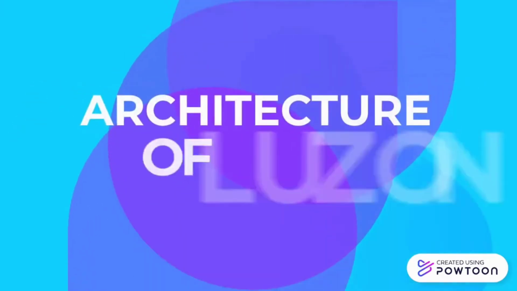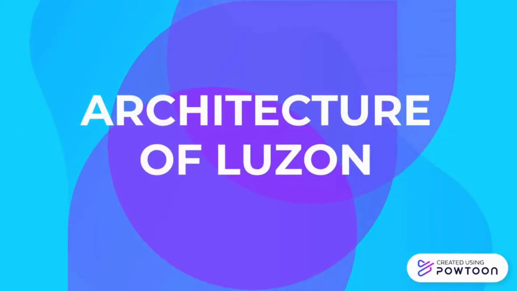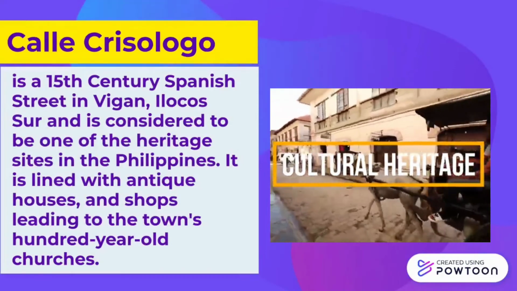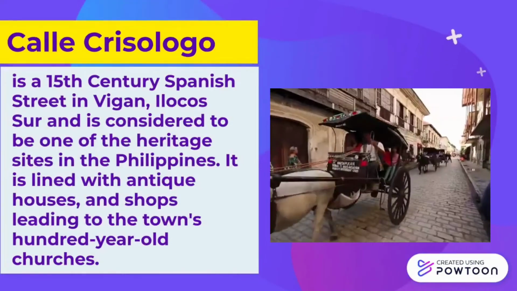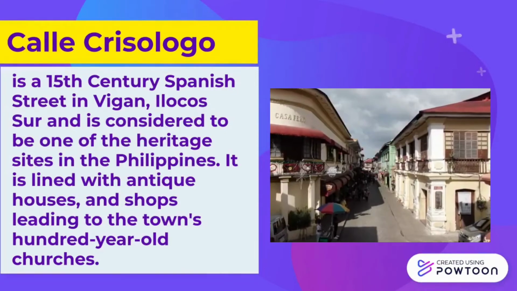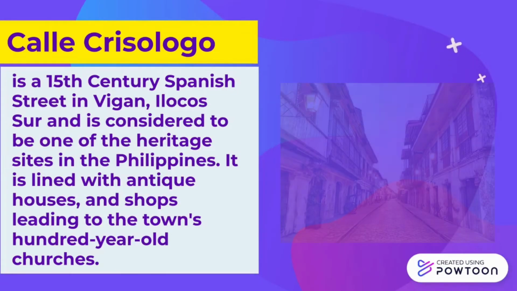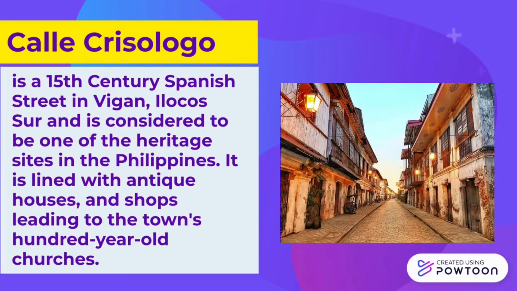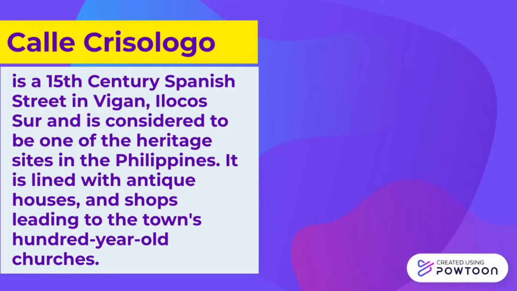And now, let's study the architecture of Luzon. The first in line is Calle Crisologo. It is a 15th century Spanish street in Vigan, Ilocos Sur, and it is considered to be one of the heritage sites in the Philippines. It is lined with antique houses and shops leading to the town's 100-year-old churches.